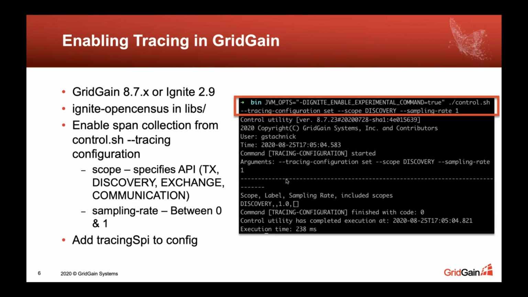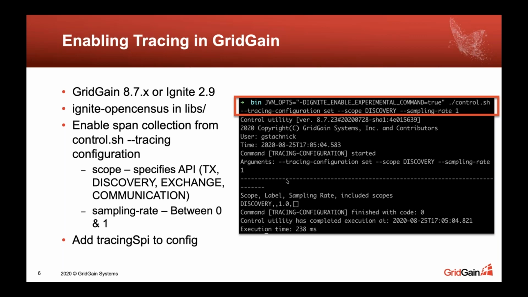So specifically, how do we enable tracing in GridGain and Ignite? Well, there's a version requirement because we only added the ability to support trace span collection as well as OpenCensus-based metrics in the latest releases. So that would include GridGain 8.7 and then the upcoming Ignite 2.9. Ignite 2.9 isn't quite released yet. It's undergoing some final verification. But once Ignite 2.9 releases, then you'll be able to start taking immediate advantage of application tracing.